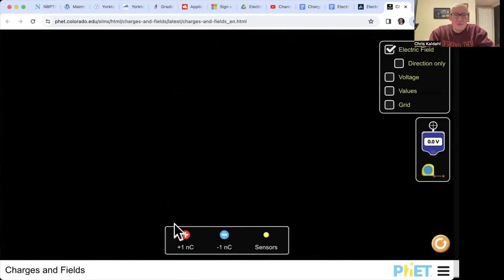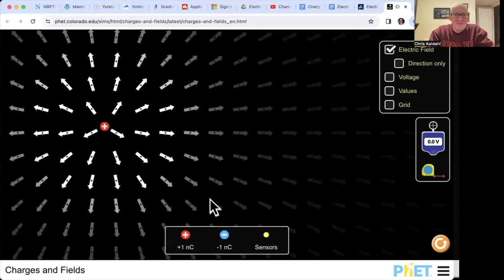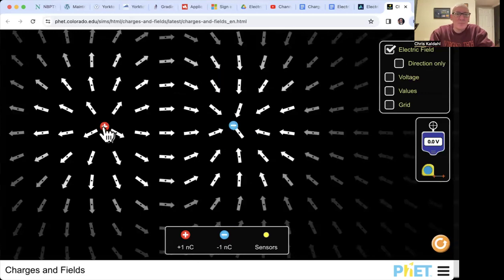So what we'll do is clear this out, and we're going to put a positive charge here and a negative charge here. And what we end up with is kind of a cool little shape. We get these curvy lines, right? And again, remember, all of these lines represent is the direction that your positive test charge would feel a force.